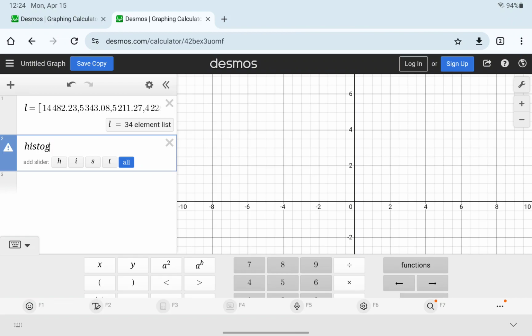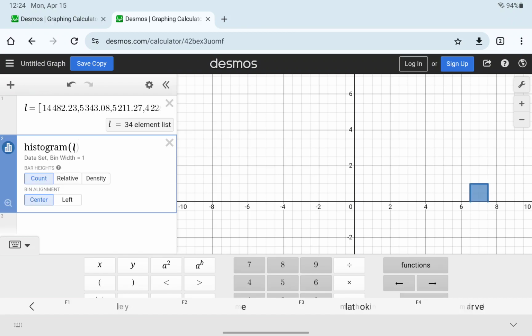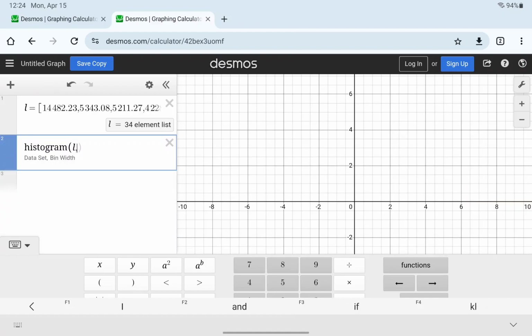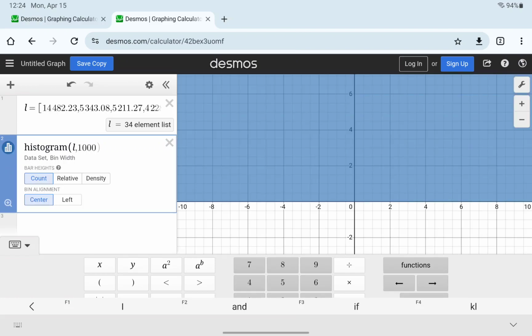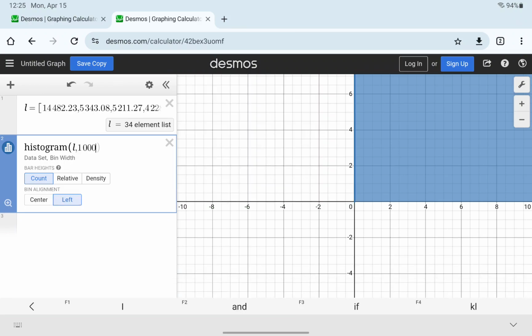I'm having a lot of trouble typing that for some reason. All right, there we go. Histogram, and then we type in the name that we gave to our data set, which in this case was L. Then we put a comma and our bin width. In this problem, we're told to use a bin width of 1000. And then what we want to do is change the bin alignment to be left. Sometimes center is used, but for our purposes, we'll just stick with left.